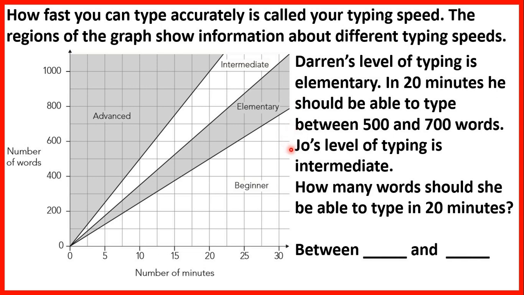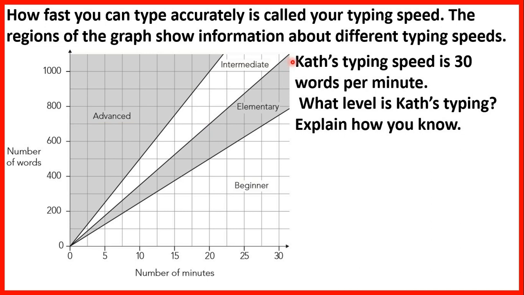Joe's level of typing is intermediate. How many words should she be able to type in 20 minutes? So if we find 20 minutes, we can see that Darren's level is elementary because that's between 500 and 700. But we know that Joe's level is intermediate, and that section starts at 700 and finishes at 1000. So for 20 minutes, the intermediate level of typing is between 700 and 1000.